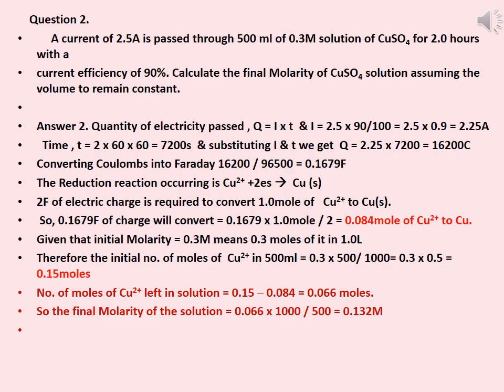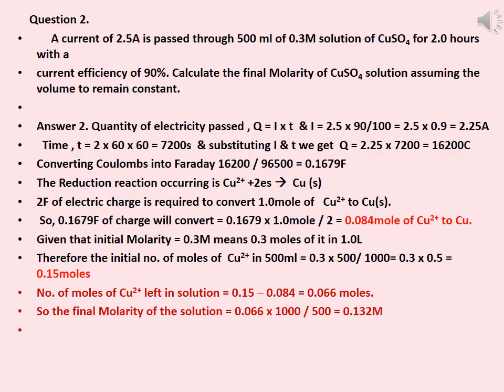What about time? Time in hours to be converted to seconds. 2 into 60 into 60, that is 7,200 seconds. And substituting the value of current I and time t, we get Q, the quantity of electricity passed in coulombs, which is 2.25 into 7,200, which works out to be 16,200 coulombs. Here I have just converted the coulombs into Faraday. You can use the value as such, but for a change I converted these coulombs into Faraday.